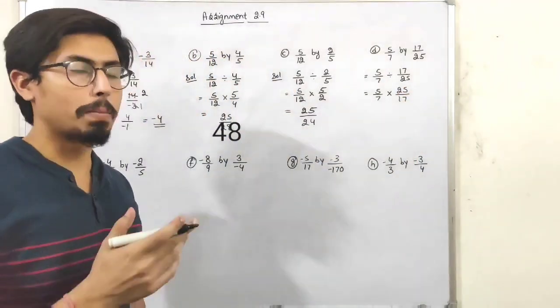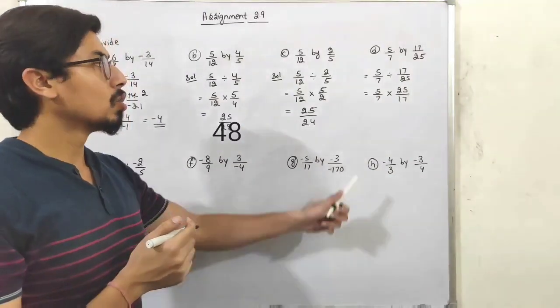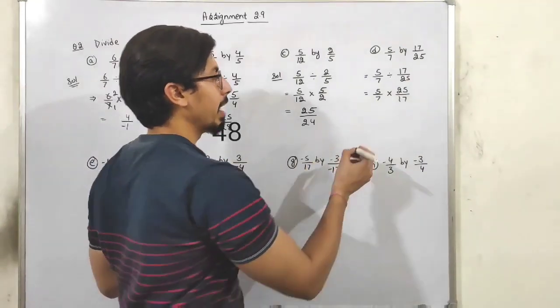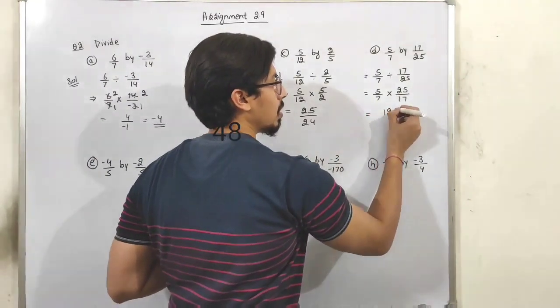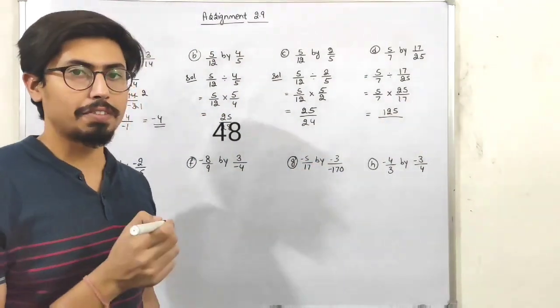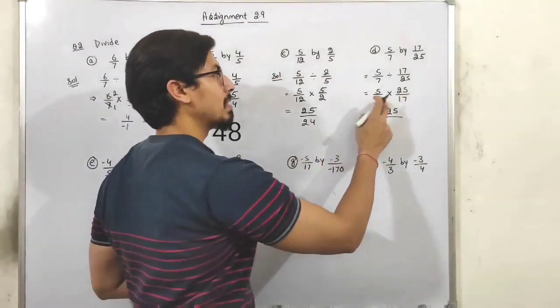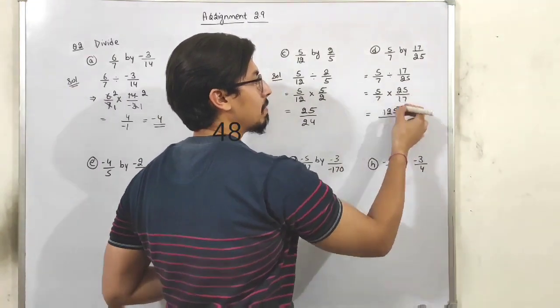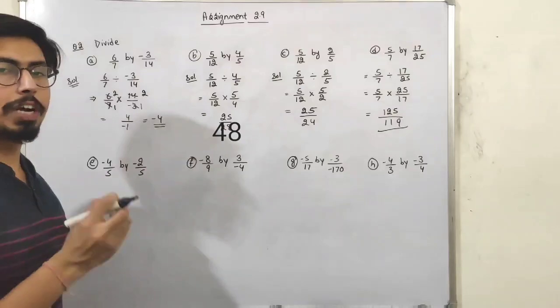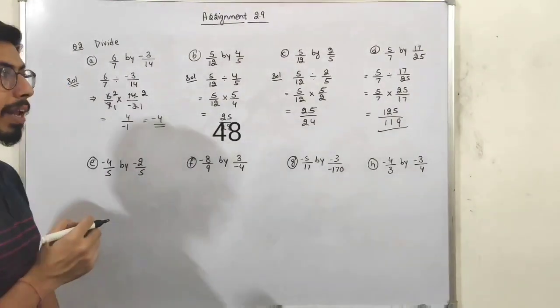Again students, no number is getting cancelled out with each other. So just multiply them. So just multiply 25 by 5. It will be 125. And this 17 will multiply by 7. So 7 7s are 49, 4 7s are 28, and 4 will be 119. Okay. So 125 by 119 is our required answer.